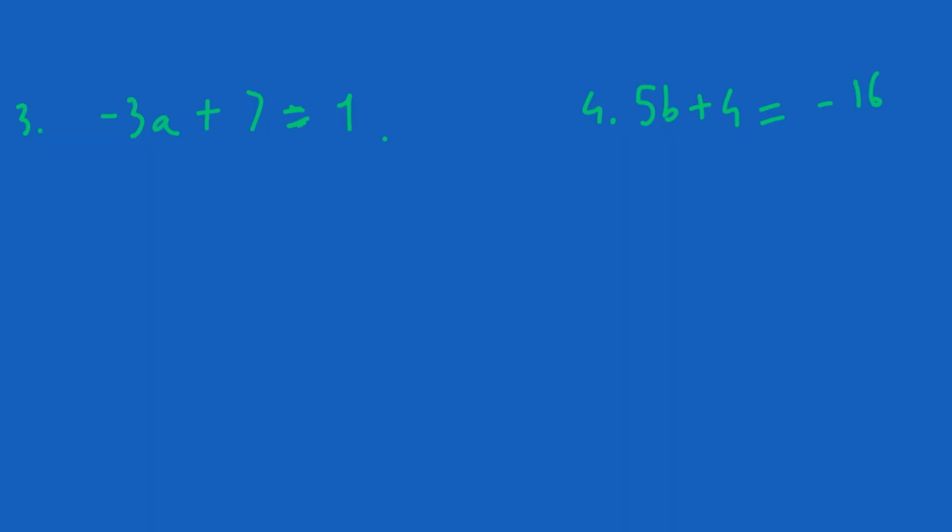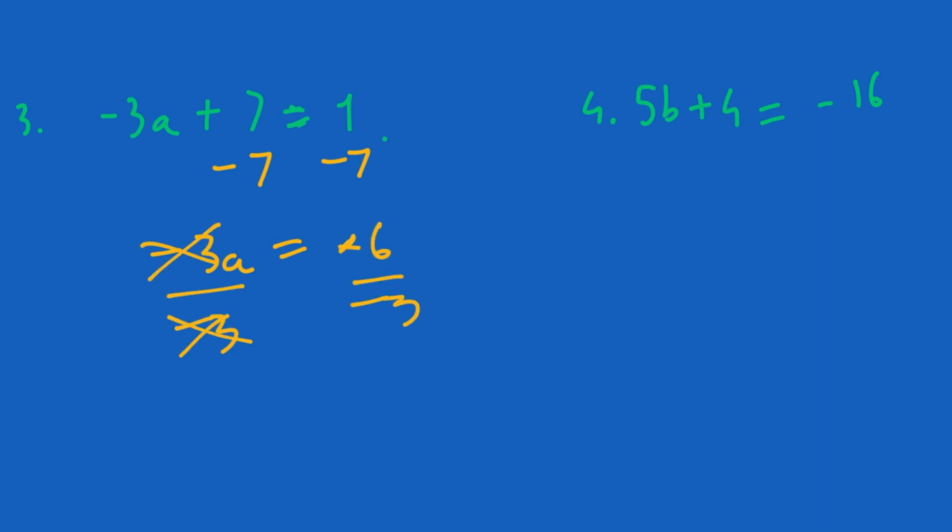Okay, question 3. Negative 3a plus 7 is equal to 1. So let's subtract 7 here. And then we have negative 3a is equal to 1 minus 7, which is negative 6. Divide by negative 3 on both sides, and the negative 3's cancel out. This negative cancels out. So you have a is equal to 2. 6 divided by 3 is 2.